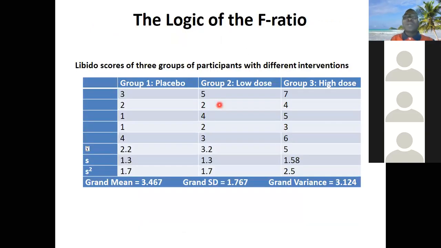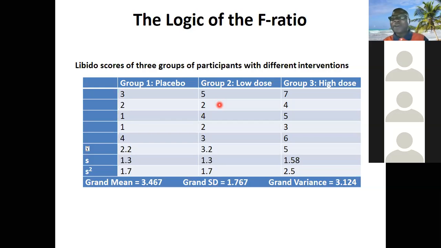Now, let's look at the logic of that F ratio. The ANOVA statistic, just like the way the t statistic is the statistic for the t test, is the F ratio for ANOVA. So let me quickly go through the way it works.